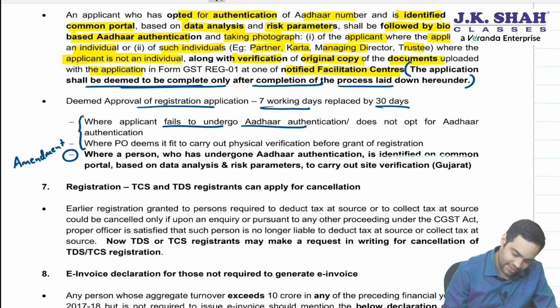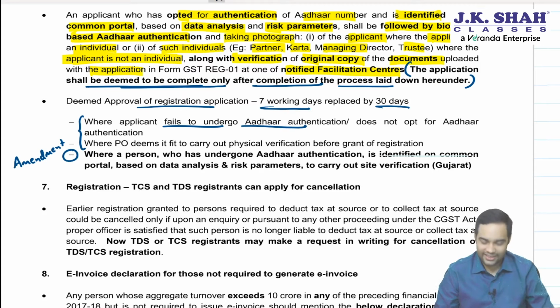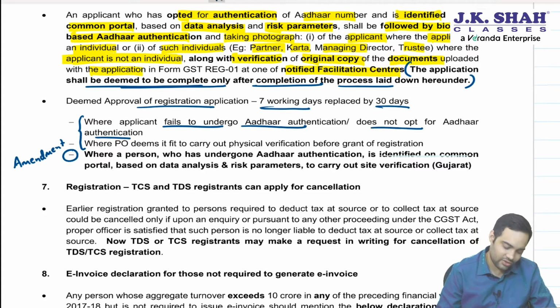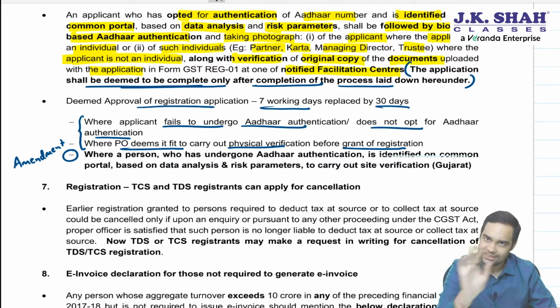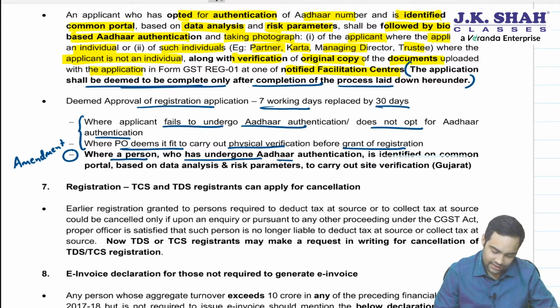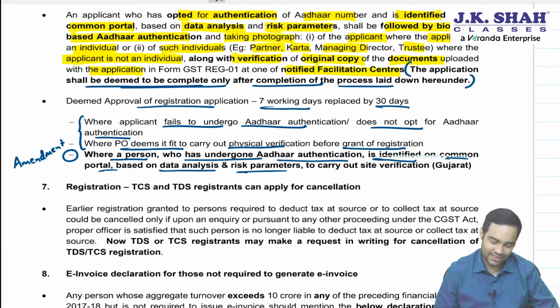Where the applicant fails to undergo Aadhaar authentication, this was already there. Does not opt for Aadhaar authentication, this was also there. The PO deems it a fit case to do physical verification before grant of registration, this was also there. Plus, additional commissioner, assistant commissioner, deputy commissioner approval is required in this. And where a person who has undergone Aadhaar authentication is identified on the common portal, based on data analysis and risk parameters, to carry out physical verification, this has started only in Gujarat.